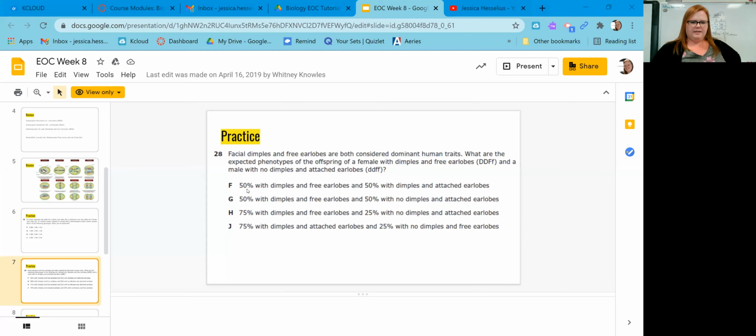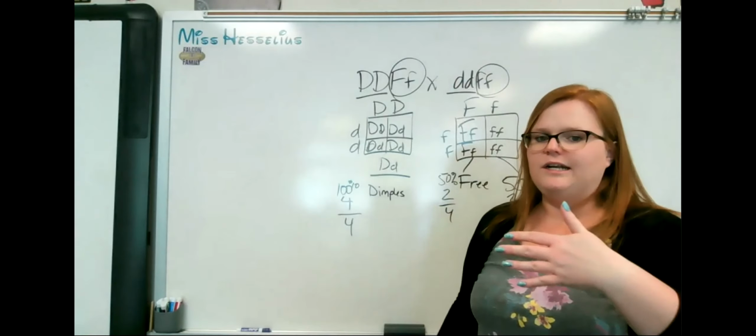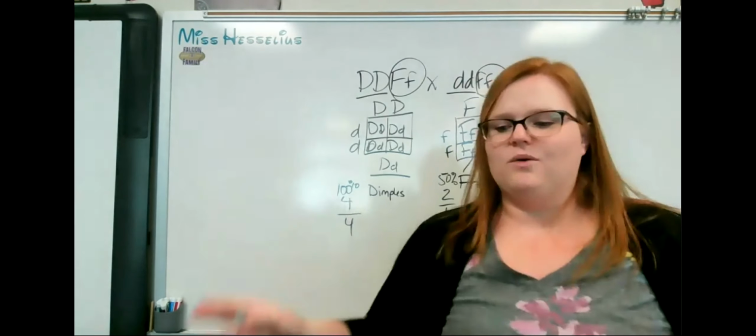So looking at this, answer choice F says 50% chance their kid would have dimples and free earlobes, but actually we can eliminate 3 of these already. So let's just read through all of them. 50% with dimples, free earlobes, 50% with dimples, attached earlobes. 50% with dimples, okay, that's still free. 50% with no dimples. Is it possible from our monohybrid cross for any of their kids to not have dimples? No. All of them have dimples no matter what their ears look like.